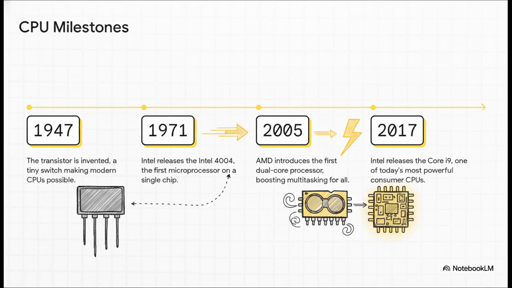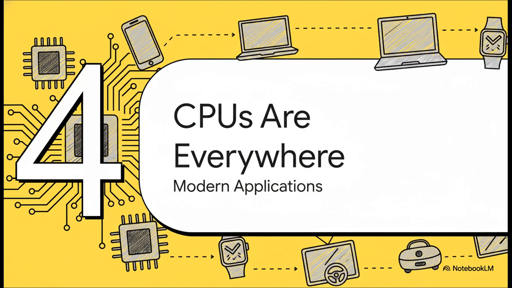I mean, the pace of this change has been absolutely incredible. It all kicked off with the invention of the transistor back in 1947. Just a little over 2 decades later, in 1971, Intel managed to pack a bunch of them onto a single chip, the famous Intel 4004. Fast forward to 2005, and AMD brings the first consumer dual-core processor to market, which made multitasking a reality for all of us. And today? Well, today we have chips like the Core i9 that deliver a kind of power that was just science fiction not that long ago. So this incredible evolution, this shrinking in size while exploding in power, means that CPUs aren't just in giant mainframe computers anymore. Nope, they are quite literally everywhere.